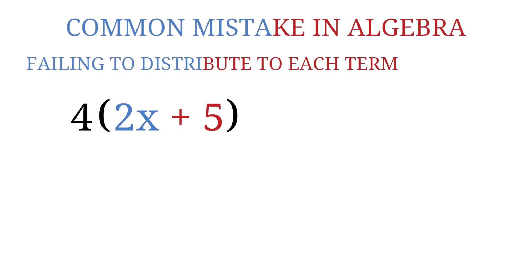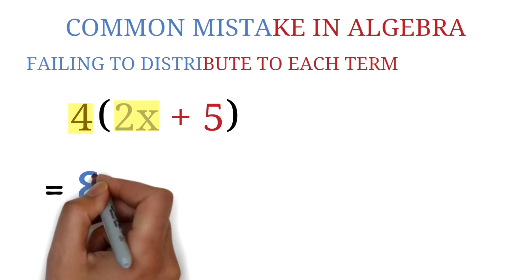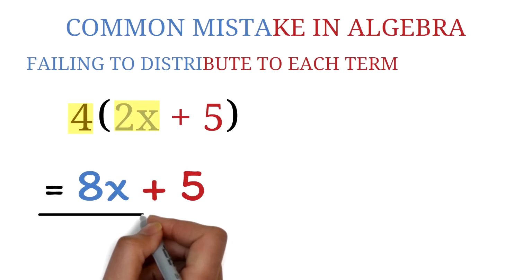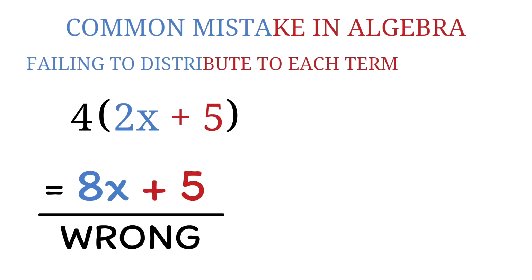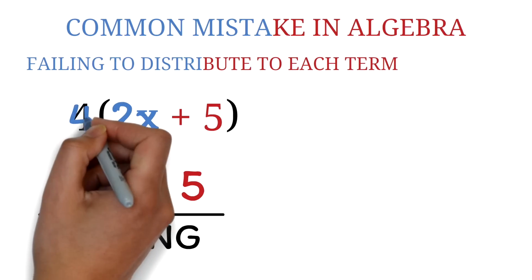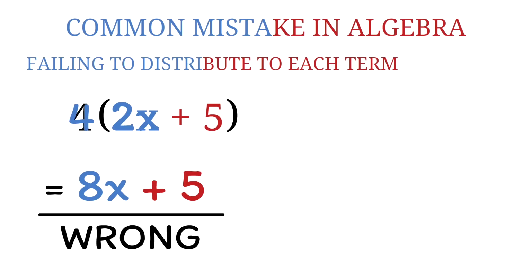What some students do here is to multiply the number 4 only by the term 2x. And this method gives us the expression 8x plus 5. But this answer is incorrect. Students make this mistake because they assume that since the term 2x inside the parentheses is right beside the number 4 outside, they only need to multiply 4 times 2x. They then leave the plus 5 in the parentheses unchanged, forgetting that it also needs to be multiplied by the 4. But this way of thinking is wrong.